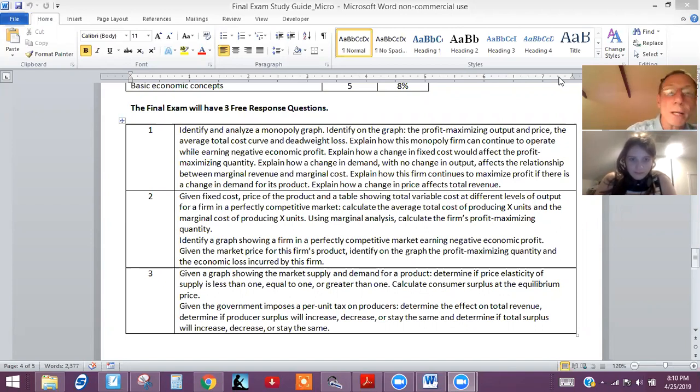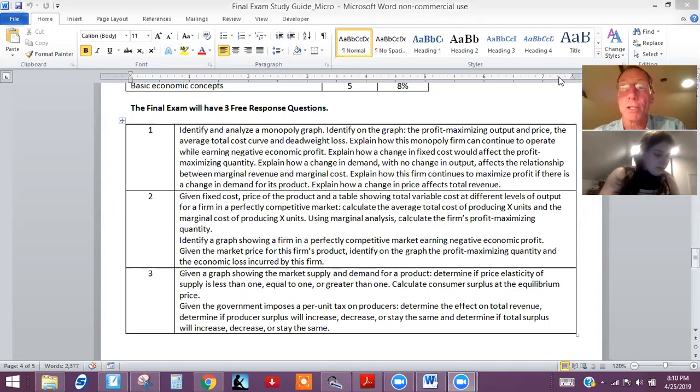Okay, so in the first one, you're going to be asked to identify a monopoly graph, right? So you should be able to draw one. For the AP exam, there's a very high probability that they'll ask you to draw one. I can't have you draw one on the final since we're doing it on Blackboard, so I'm just going to show you a series of graphs and ask you to identify the correct one.